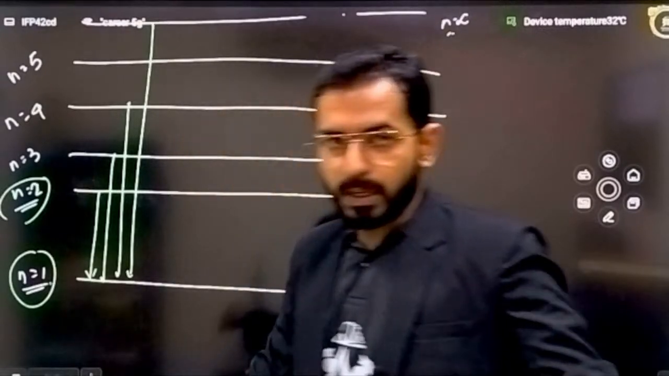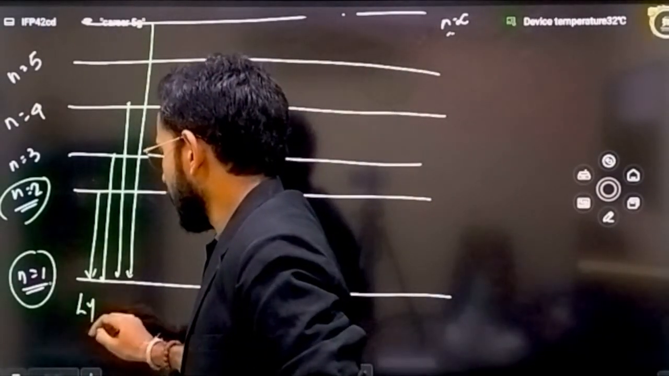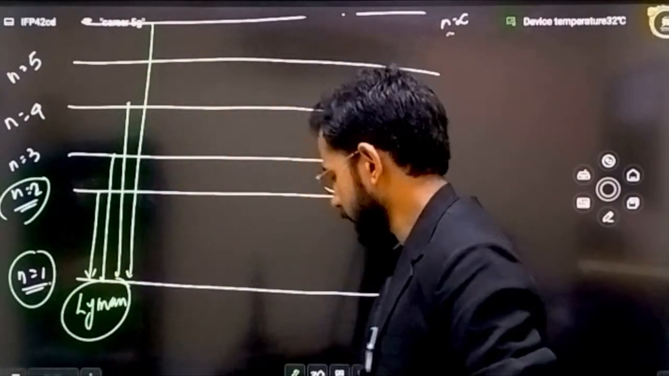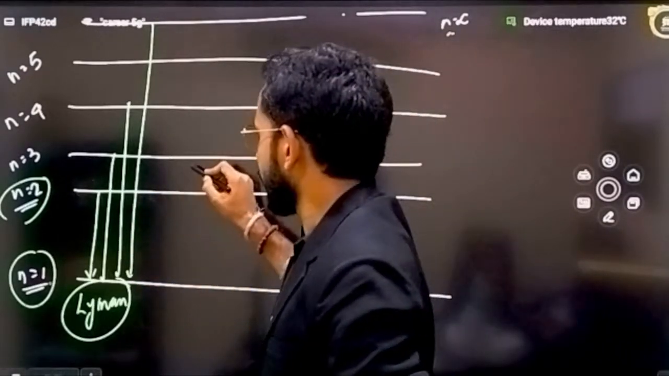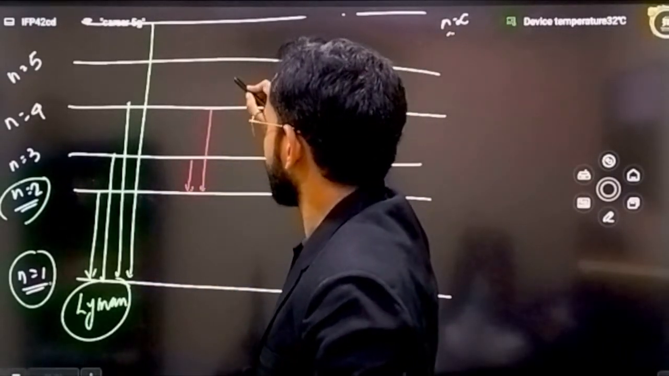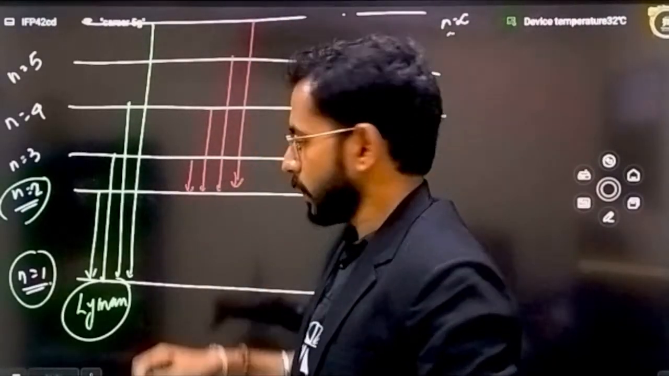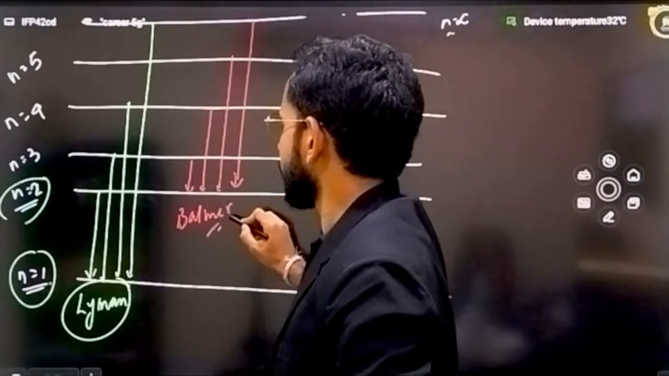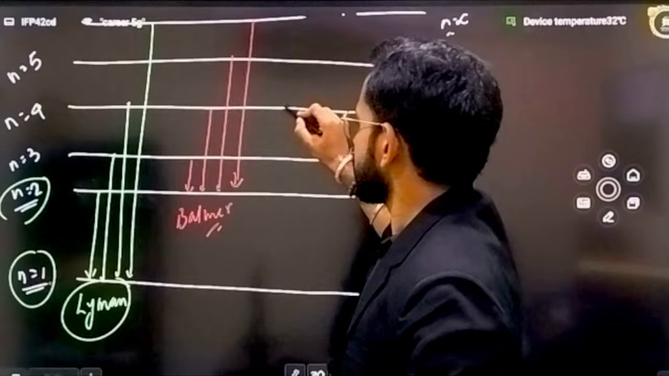All these series that are coming here, when the n value is equal to 1, this is called the Lyman series. Next spectrum that you will get is till n equals 2. Firstly from 3 to 2, then the second line will be from 4 to 2, then 5 to 2, then finally infinite to 2. This series is called the Balmer series.